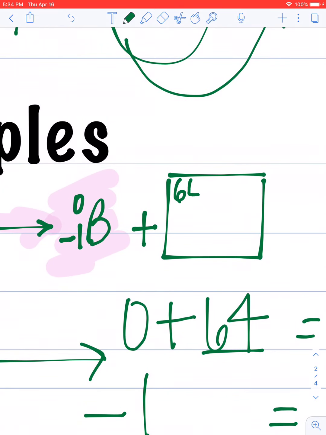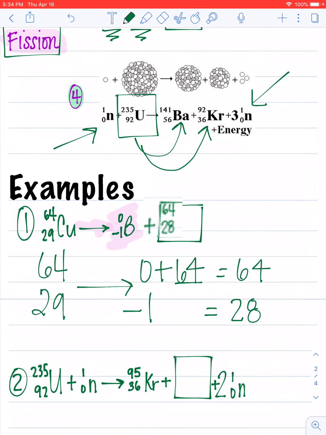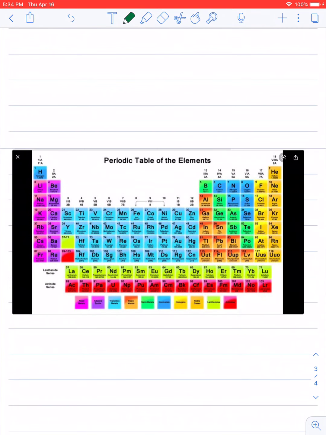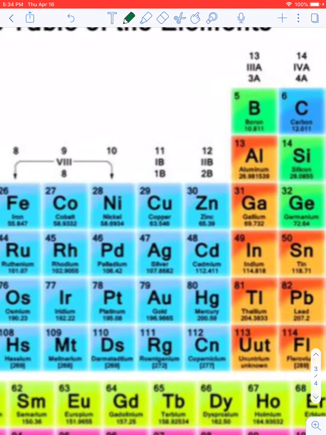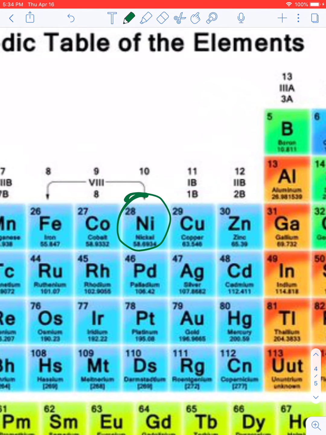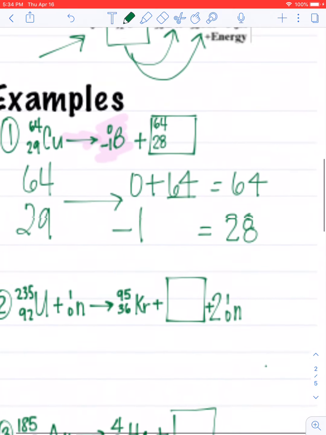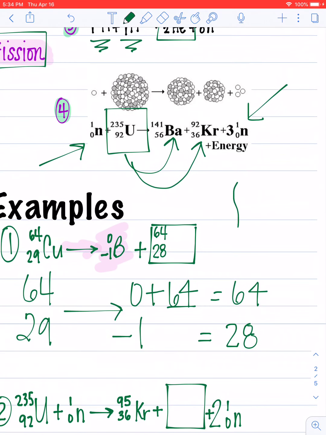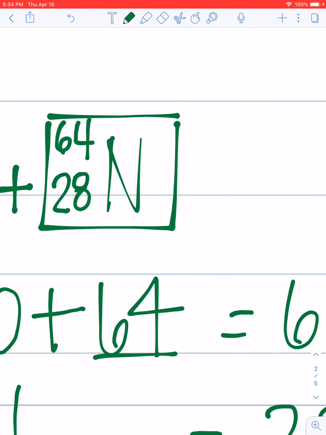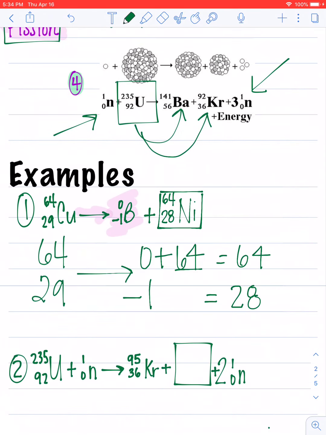So 64 and 28. The only thing we're missing now is what is the other element that was formed out of this beta decay of copper. So let's head down to our periodic table here and let's look for element number 28, and we see that it is nickel. So we're going to head back up, and we're going to put a Ni in that spot. Okay, hopefully you see how I did that.